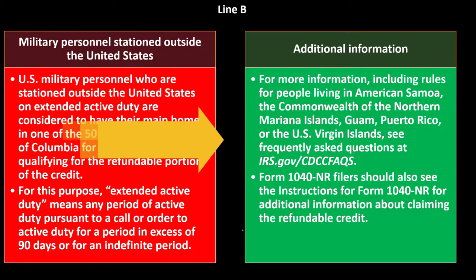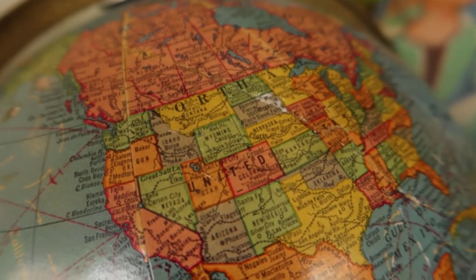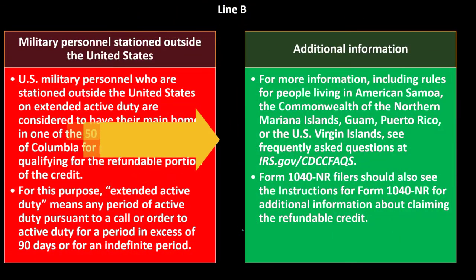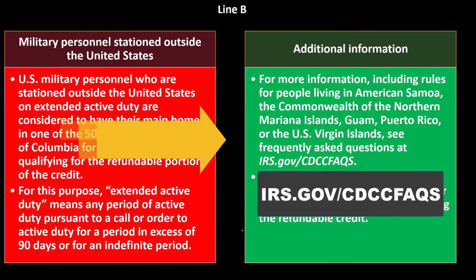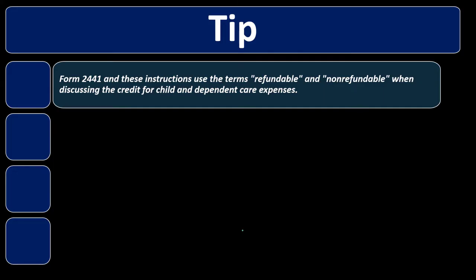So additional information, for more information, including rules for people living in American Samoa, the Commonwealth of Northern Mariana Islands, Guam, Puerto Rico, or the U.S. Virgin Islands, see frequently asked questions at irs.gov/cdcc frequently asked questions. And Form 1040-NR filers should also see the instructions for Form 1040-NR for additional information about claiming the refundable credit.